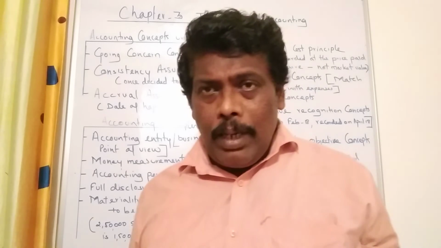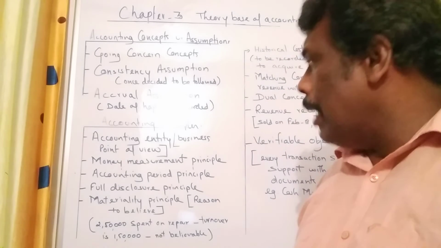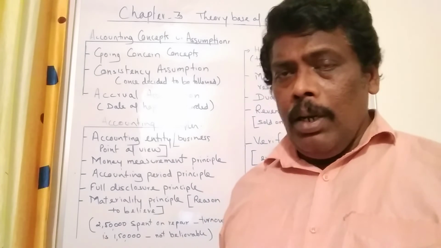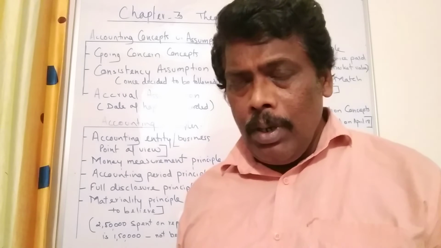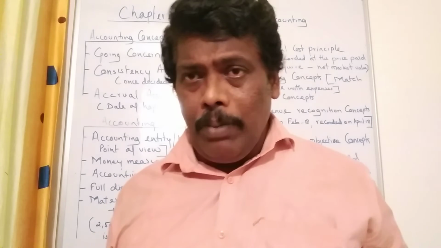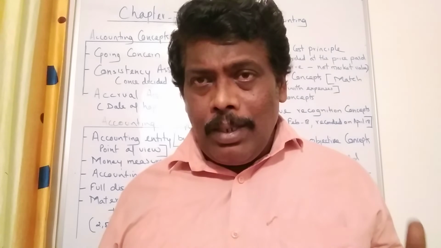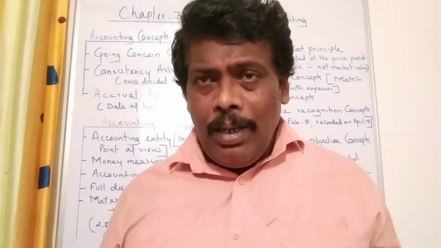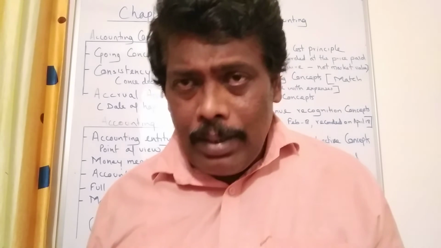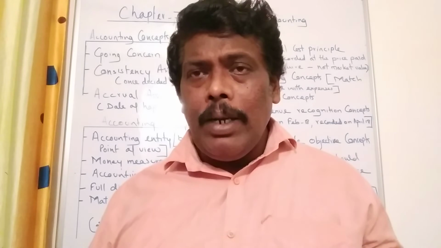Then come to the next topic, that is accounting principles. The first principle is accounting entity. Accounting entity means we have to record the entries in the accounting book according to the business point of view. According to the business point of view, it means we have to treat business and owner as separate, because business exists as we exist. We are identified by our name. Similarly, business is also identified by its name. So we have to treat these two as separate.